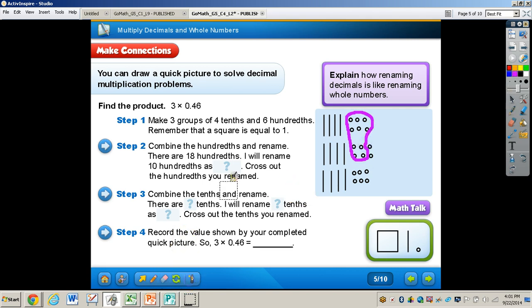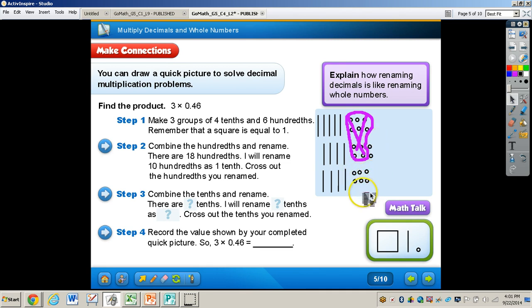Okay, and we're going to rename it as 1/10. So what we will do is cross out the hundredths, circle those, cross out the hundredths that we renamed, and make it a new tenth. Okay, so we have 1, 2, 3, 4, 5, 6, 7, 8. Count these again. So a total of 8 hundredths.